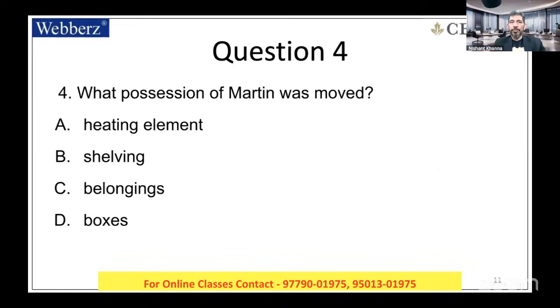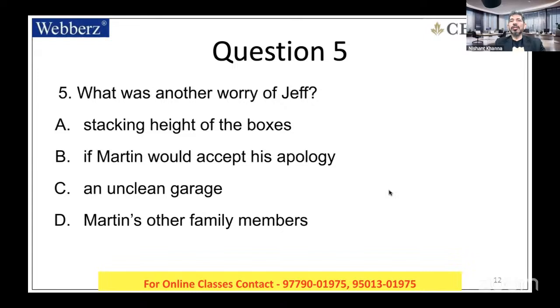Question number 4. What possession of Martin was moved? A, B, C, D. 2 are absolutely wrong. 2 are probable answers. Question number 5. What was another worry of Jeff? Stacking height of the boxes, if Martin would accept his apology, an unclean garage, Martin's other family members. Read it. 2 are wrong. 2 are probable. Find the correct answer.